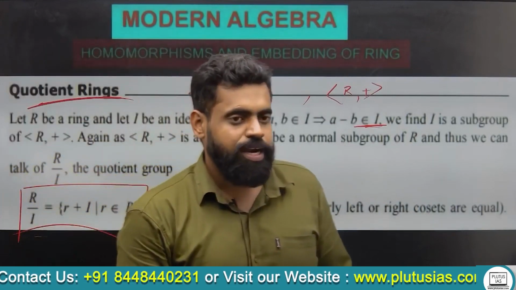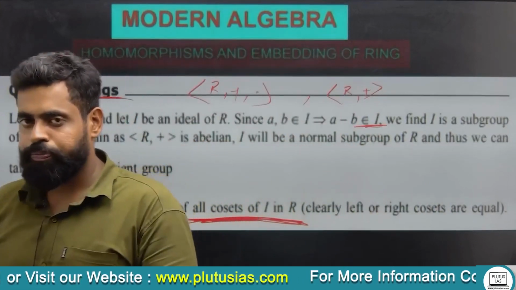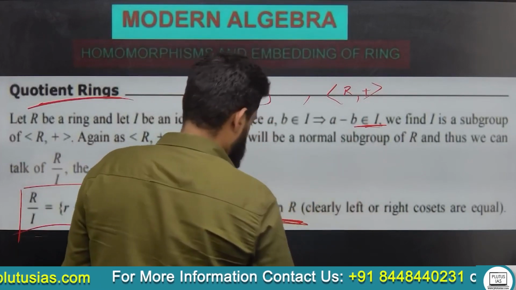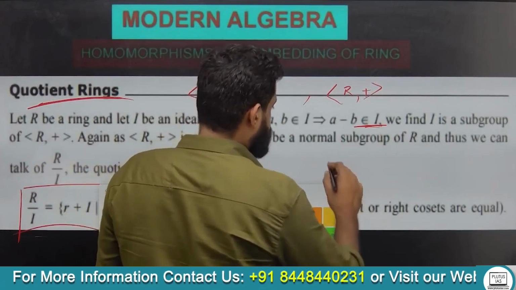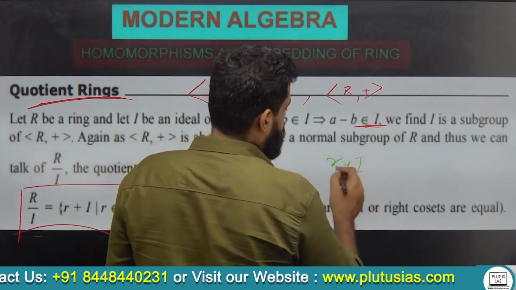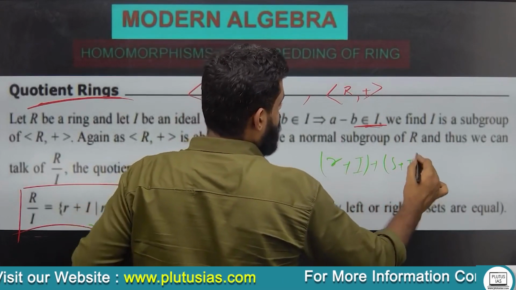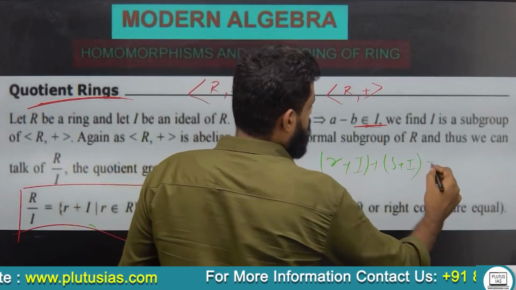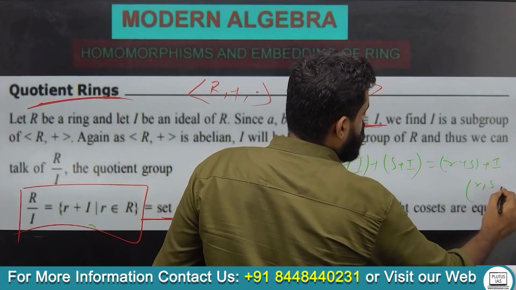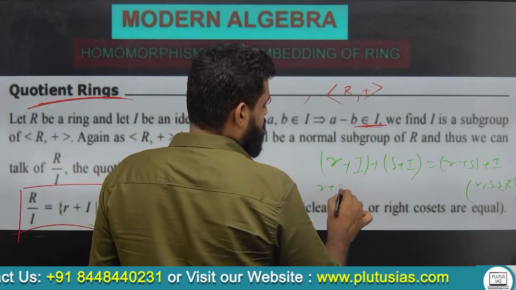Quotient ring says that it is a collection of all the cosets made by the I. And for the quotient ring, I have defined an operation. What is the operation? If I take two elements of this, they will be of the form R plus I and S plus I, where R comma S belongs to R, and the multiplication operation is defined as R plus I.